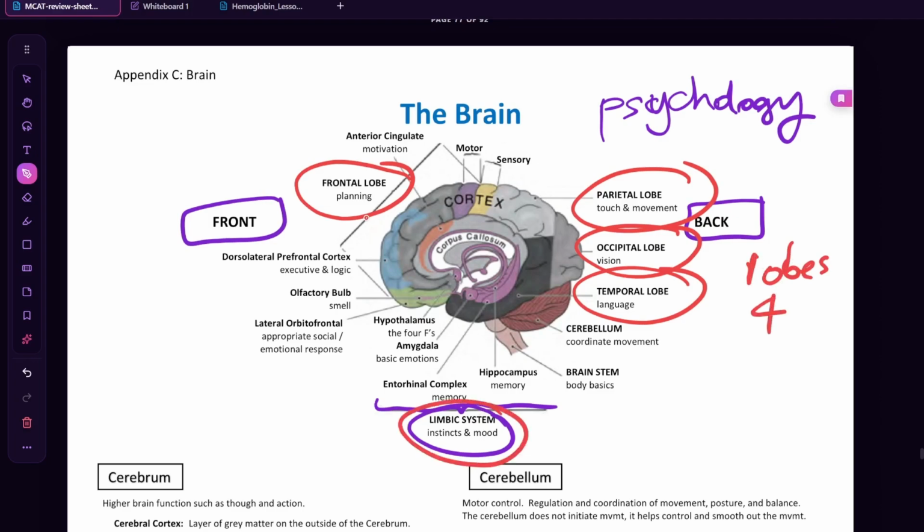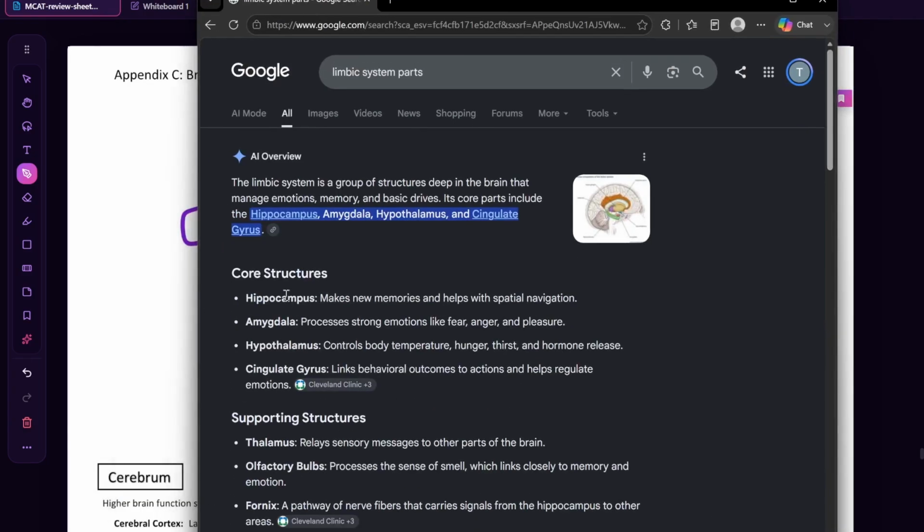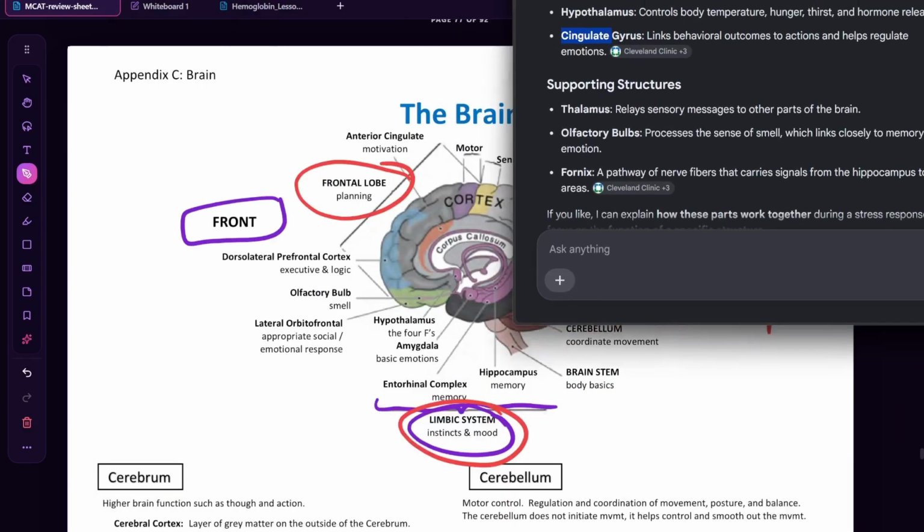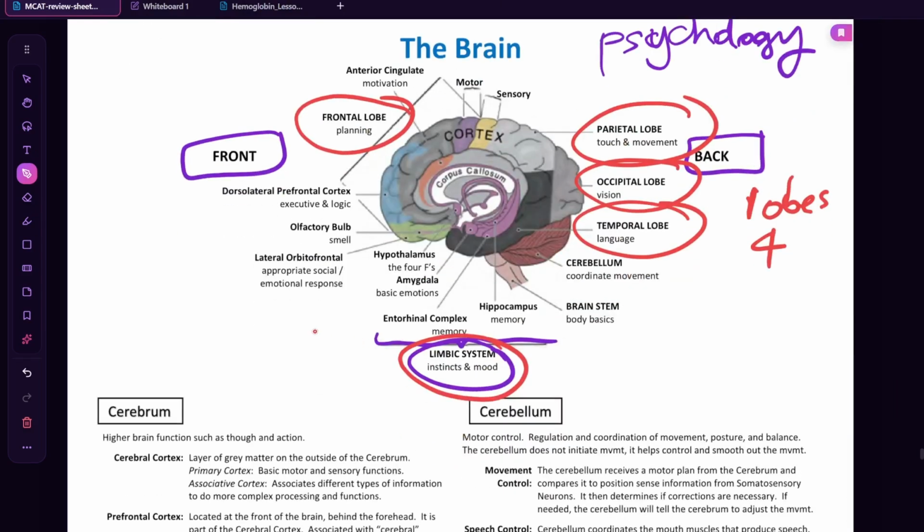So what is the limbic system and what parts are in the limbic system? Let me just show this. These are the different parts in the limbic system. They include your hippocampus, amygdala, hypothalamus, and cingulate gyrus. There are other supporting structures too. So hypothalamus, amygdala, hippocampus, and then learn everything else here.